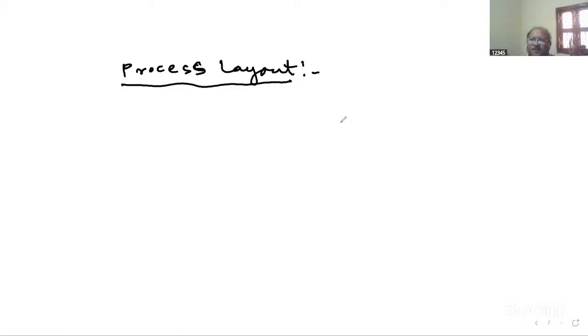Suppose, for example, in your production unit, different types of works and functions are there, that is drilling, then your welding.